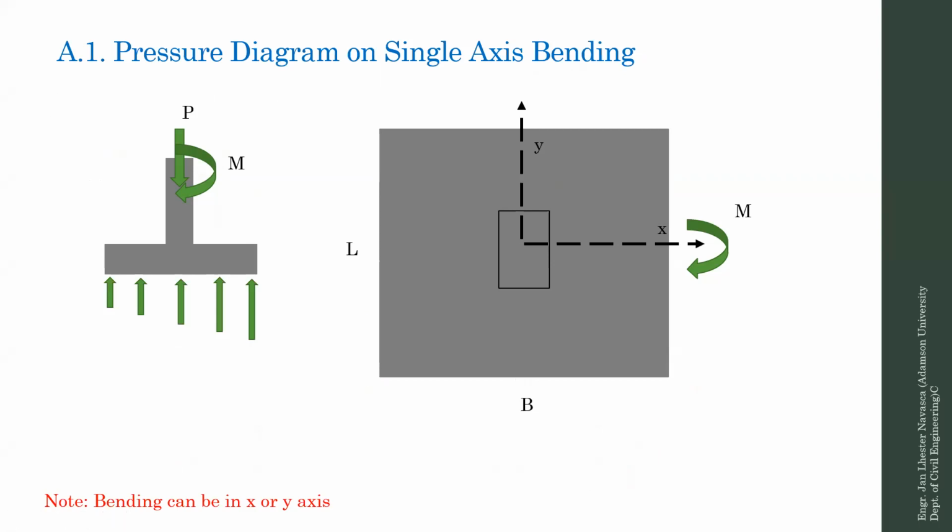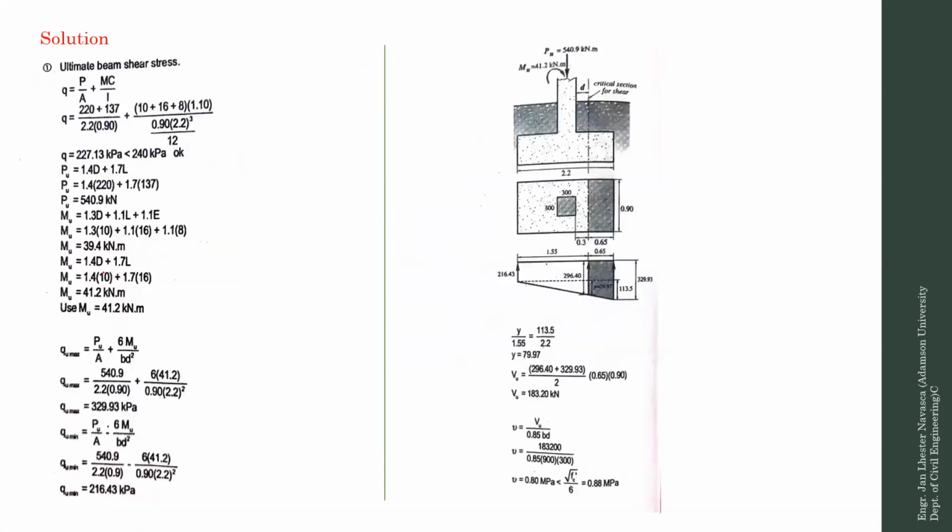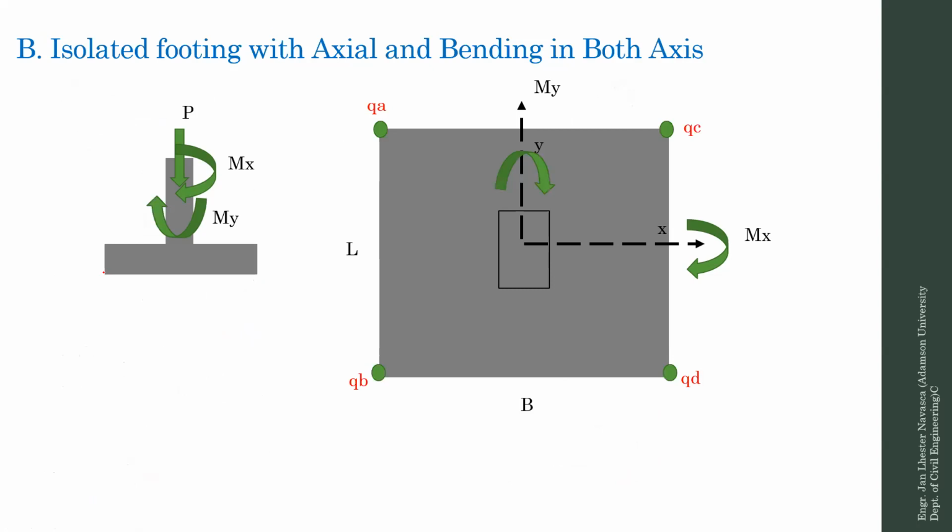So as you can see, yung isang side lang, meron tayong two values of pressure, di ba? Parang kung nasaan yung compression side and nasaan yung tension side. Okay? So ito yung mga point na yun. So ito yung compression side and this one is yung tension side. Okay? But in the case of an isolated footing with axial and bending in both axes, you have four pressures. Okay, you have four values of pressure at the ends.